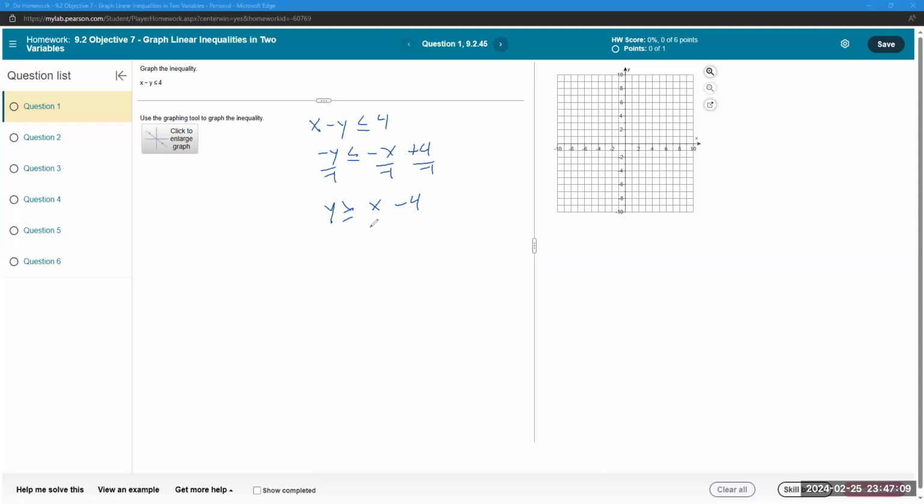So we're going to graph the line y equals x minus 4. It's going to be a solid line. And then we're going to be shading above that line because it's greater than. So let me show you how that looks.